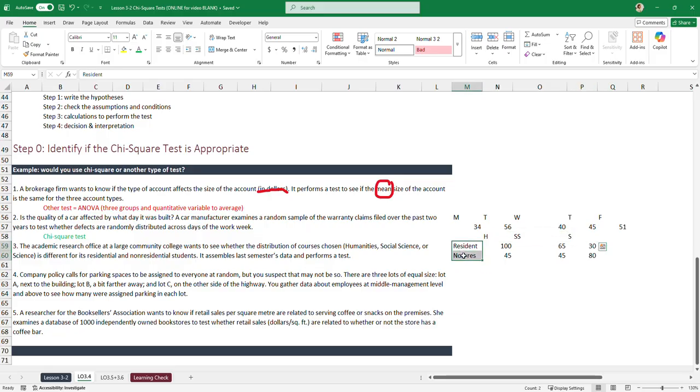When you have two categorical variables, all you can do is count how many times each one occurs. These are counts, so this would be the chi-square test. Another example of a chi-square test.